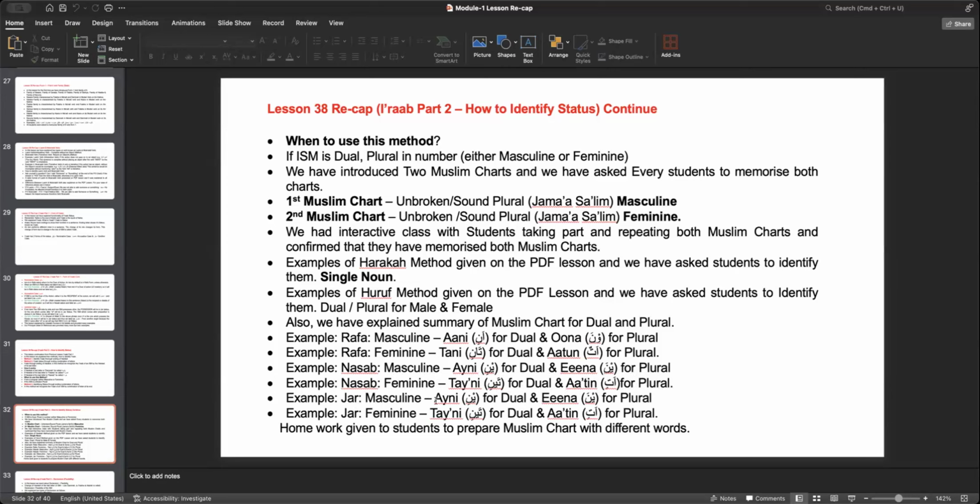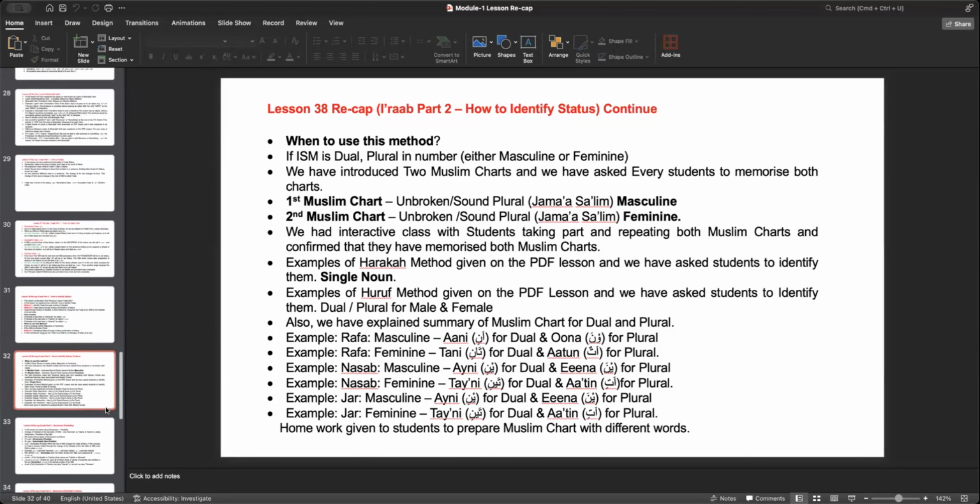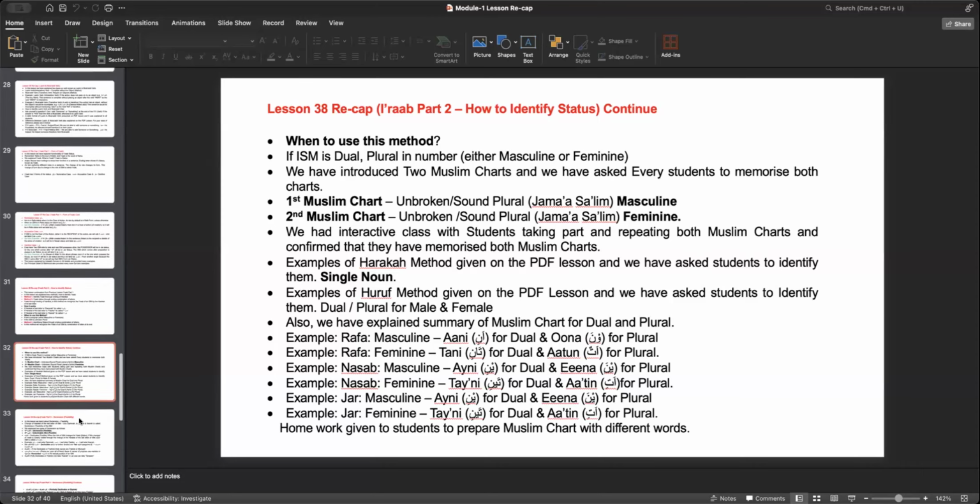Example, Jar, masculine, Aini for dual, and Ina for plural. Example, Jar, feminine, Taini for dual, and Atin for plural. Homework was given to students to prepare a Muslim chart with different words. So that was the recap for lesson 38.